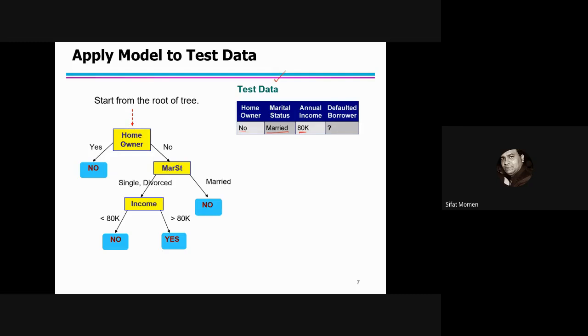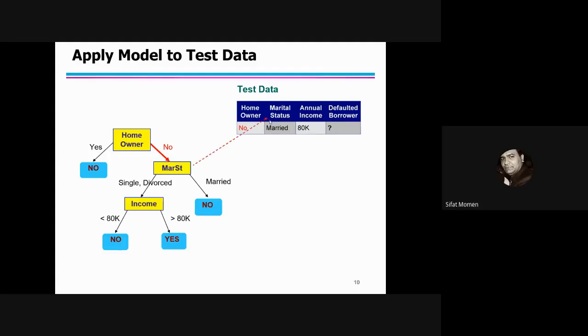So what is the first thing that you want to look into? Homeowner. So tell me, is he a homeowner? No. If it's a no, which way are you going to move? You're going to move to the right branch. Marital status. So let's go to the right branch. Once you go to the right branch, now you look at the marital status. What's the marital status? Married.